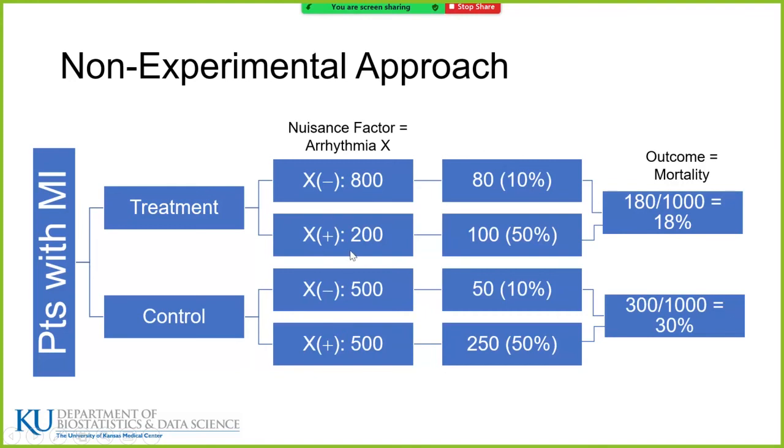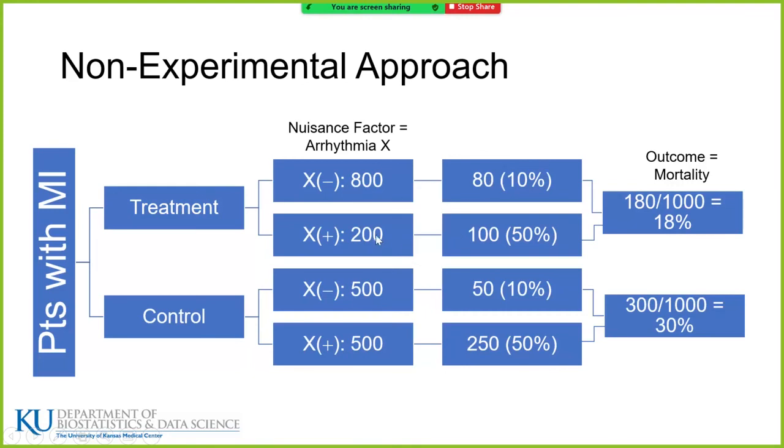Why do I care? I care because this is a confounder. It's a confounding variable because the presence of the arrhythmia automatically increases mortality. Notice among the 200 who received treatment and also had the arrhythmia, 50% of them died, 100 out of those 200. 250 out of the 500 in the control, 50% of those with the arrhythmia, died. If I look at those without the arrhythmia, it's only 10%, regardless of the group.